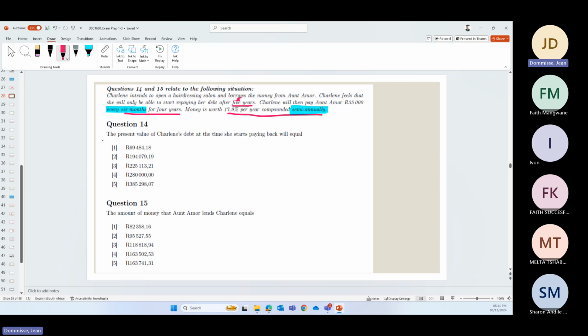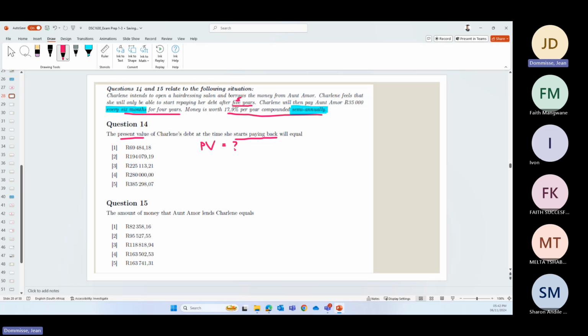Okay, so let's see, what is the present value of Charlene's debt at the time she starts paying back? She said she will only be able to pay back in 5 years' time. But let's see. Charlene will then pay Aunt almost 35 for the next 4 years. So we need to work out present value. Let's first see if we can just write down everything that we need.